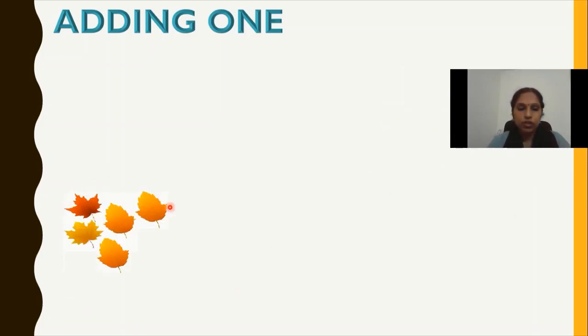Now can you see the picture of some leaves here? Yes, can you count and tell how many leaves are shown here? Correct, there are 5 leaves shown here. Now I am going to add one more leaf. I am going to add what? One more leaf. So in addition, what is the first step?